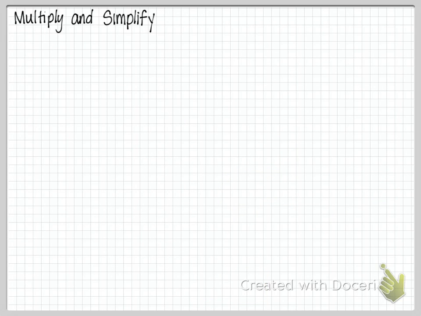Now, let's look at multiplying and simplifying. So we're going to still do some multiplication, but then we're going to simplify after we've multiplied. So here's an example of a problem. And remember that you should pause it, try to work it out on your own, and then come back to the video to see how I worked it out.